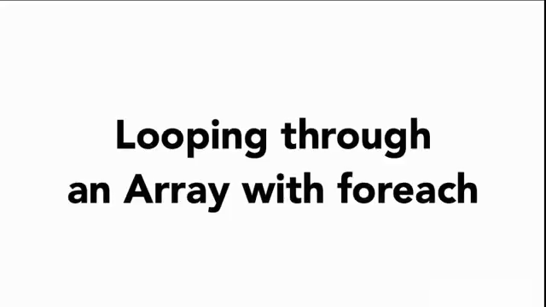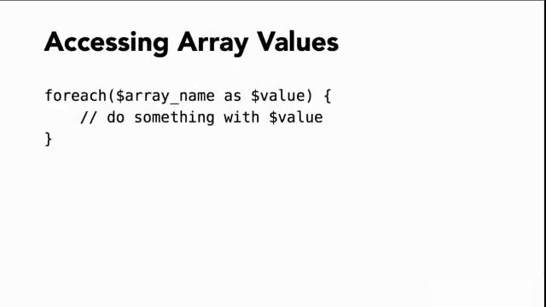The foreach loop is designed to handle arrays and certain types of PHP objects. It can be used in 2 different ways. The first gives you access to the value of each array element. The syntax looks like this. The first point to note is that foreach is written as one word. It's a keyword, and if you put a space between for and each, it won't work.